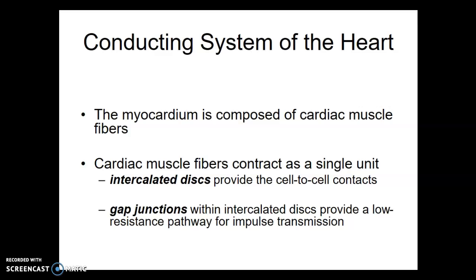Gap junctions within those intercalated discs provide a low resistance pathway for impulse transmission.